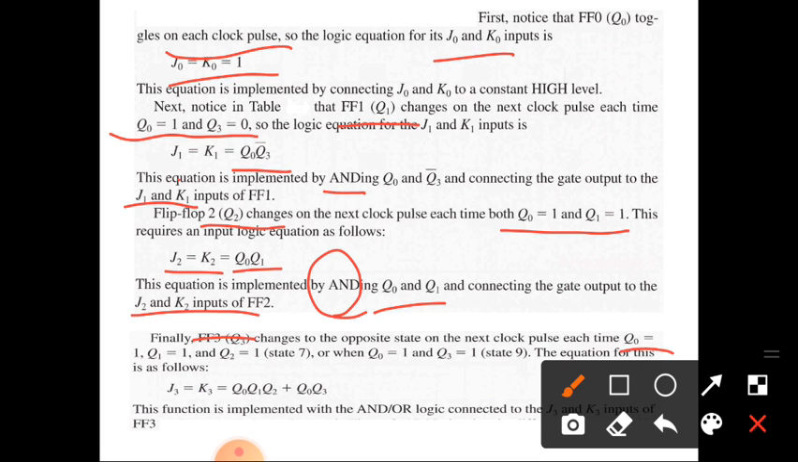pulse each time Q0, Q1 and Q2, all these three outputs, are equal to 1, that is state 7. And also when Q0 and Q3 are equal to 1. So this equation becomes J3 is equal to K3 is equal to Q0 Q1 Q2 plus Q0 Q3. Here, sorry, here is the OR operation. Plus indicates OR, and Q0 into Q3 indicates AND operation.